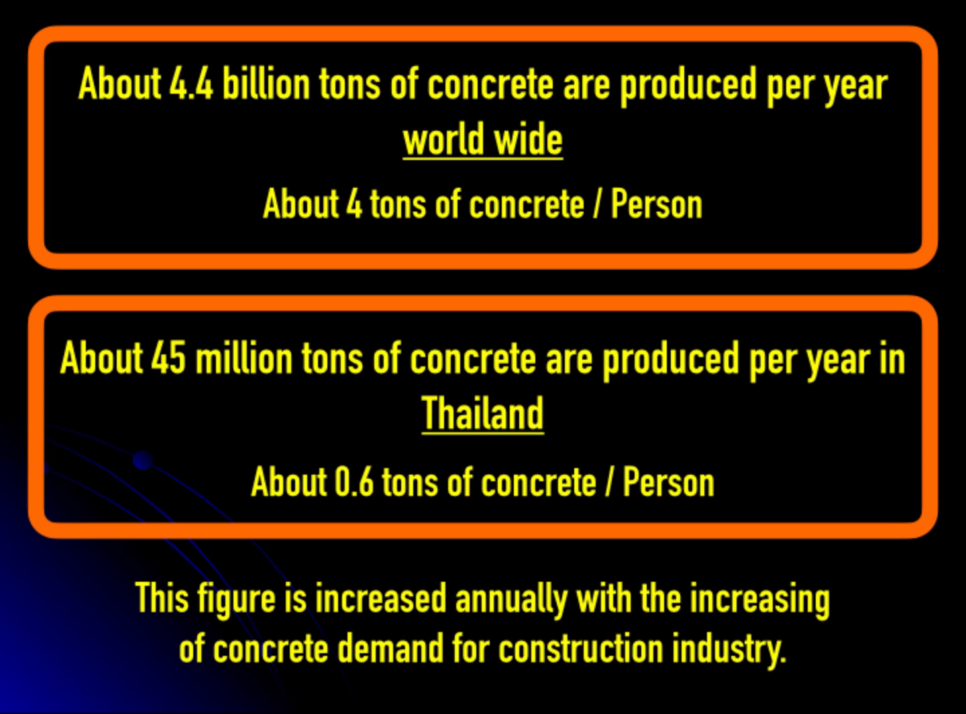According to statistics from the Portland Cement Association, known as PCA, approximately 45 million tons of concrete are produced worldwide each year, or around 5.8 tons per person annually. In Thailand, at least 45 million tons of concrete are produced annually, which accounts for about 0.1% of global concrete production. This means that Thai people consume about 0.6 tons of concrete per person per year. This number is increasing every year due to the growth of the construction industry.